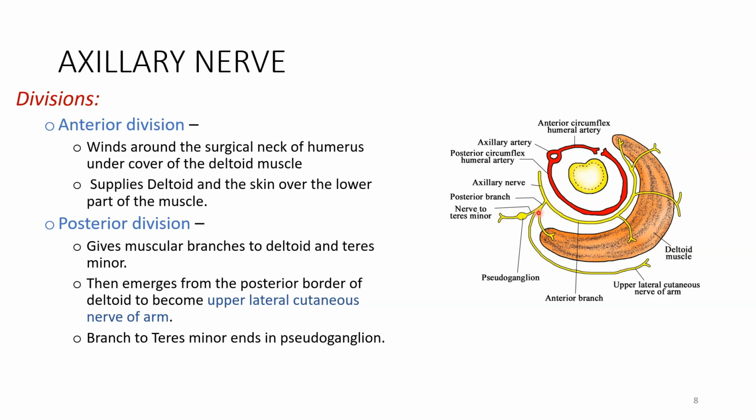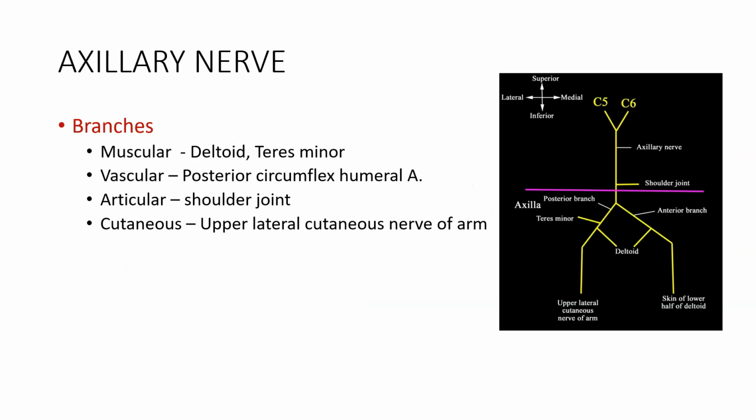And the branch to the teres minor coming from the posterior division ends in a pseudoganglion, which you can observe in this picture. So let us summarize the branches of the axillary nerve.